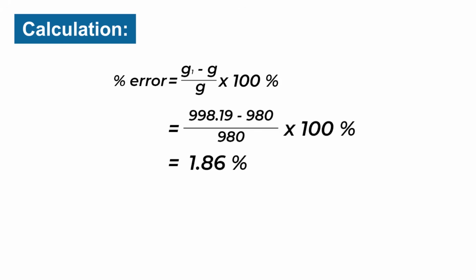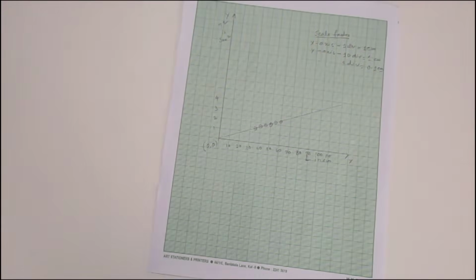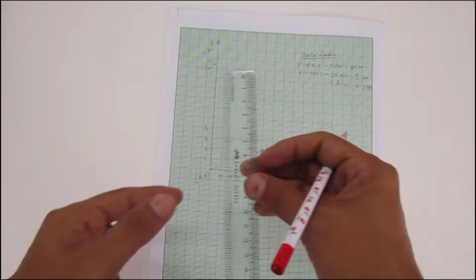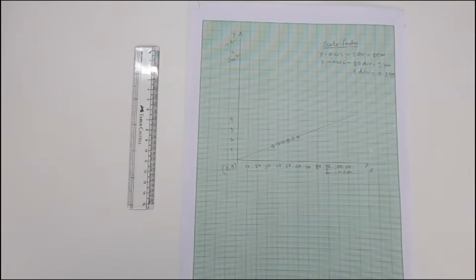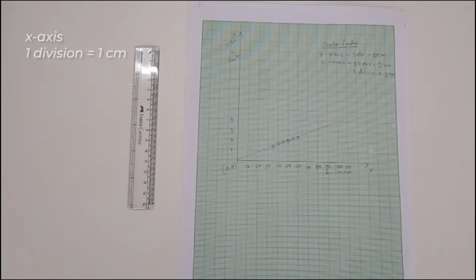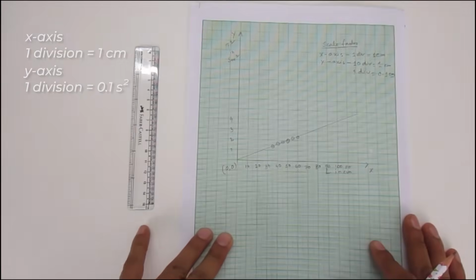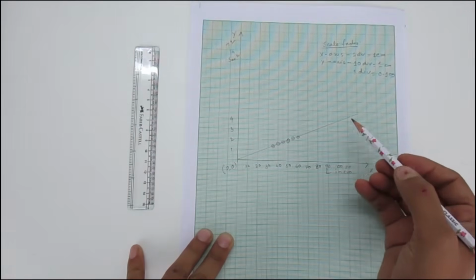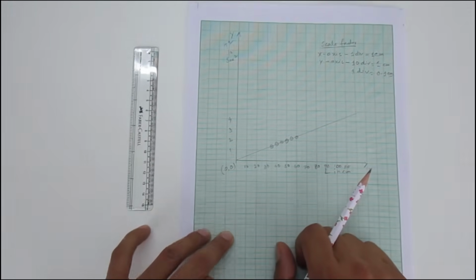After that, we will plot the L versus T square graph and determine the length of the second pendulum from the graph. To do so, on the x-axis I have plotted L in centimeter and on the y-axis T square in second square. The scale factor is, on the x-axis 1 division equals 1 cm, and on the y-axis 1 division equals 0.1 second square. After plotting the graph, it comes out to be a straight line passing through the origin.